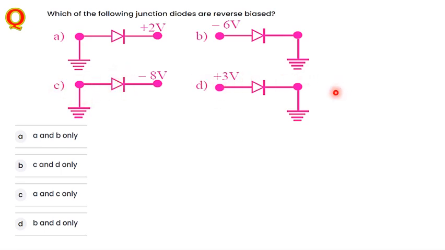So again, this is 3, this is 0. 3 volt has been given to the P type semiconductor. So D is also forward bias. In this case, A and B are reverse bias. So the answer here is A and B. C and D are forward bias.